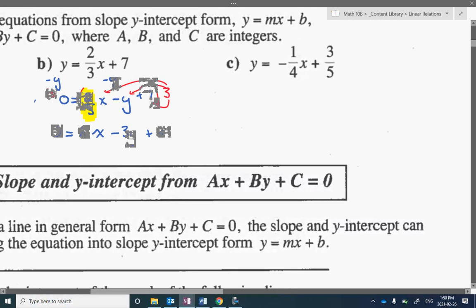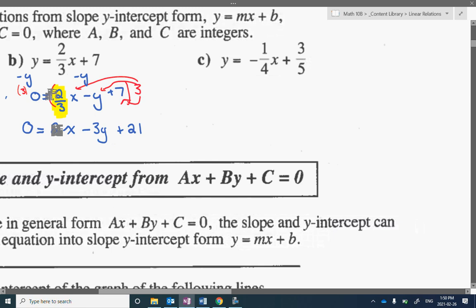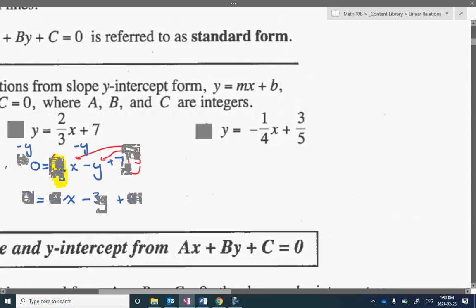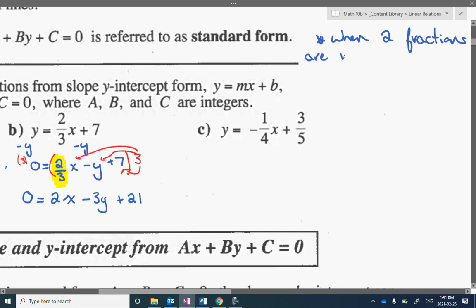Annoying that we have to do that. The next question is a little bit trickier because I now have two fractions. So let's add in a note here. When two fractions are in the equation, you're going to multiply by the lowest common multiple. So what's the lowest common multiple between 4 and 5?